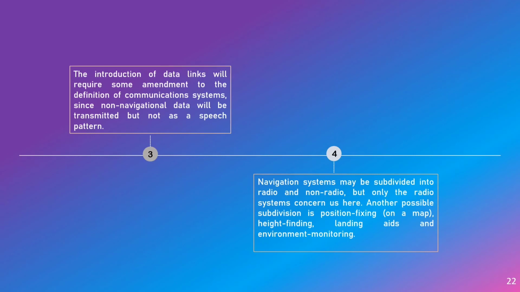Navigation systems may be subdivided into radio and non-radio, but only the radio systems concern us here. Another possible subdivision is position fixing on a map, height finding, landing aid and environmental monitoring.